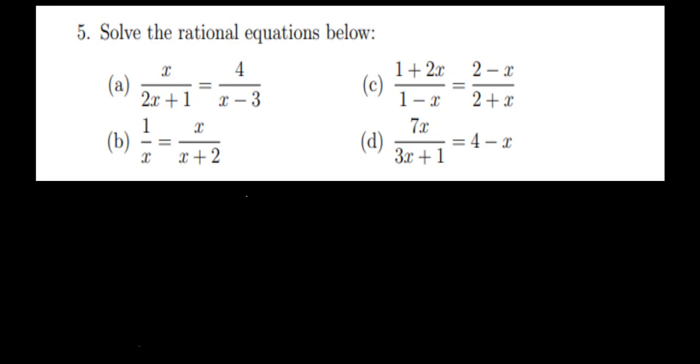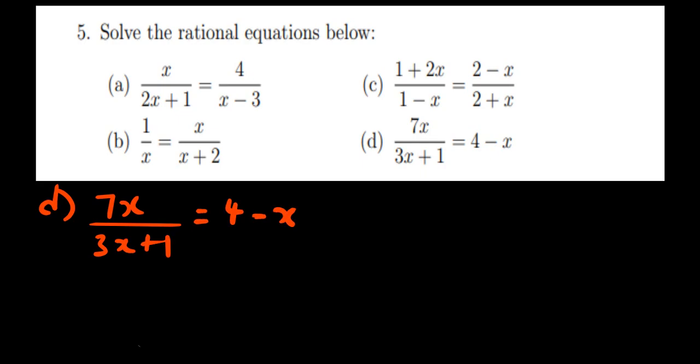Now for the last one, a very interesting one. We're saying 7x over 3x plus 1 equals 4 minus x. So how are we going to solve that one?